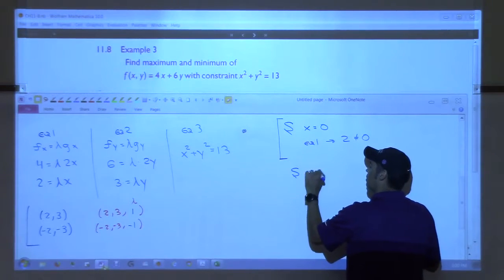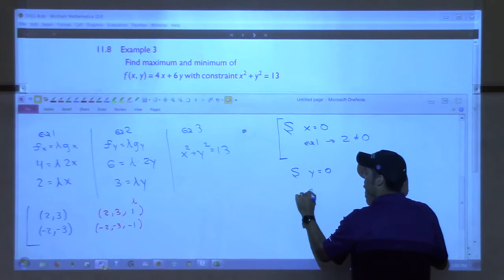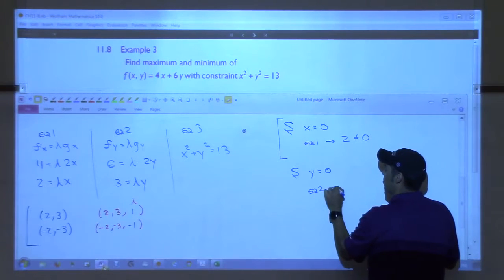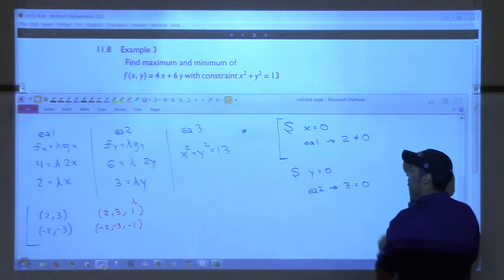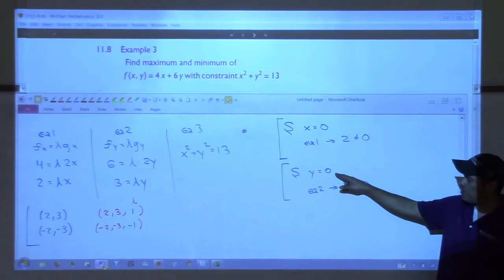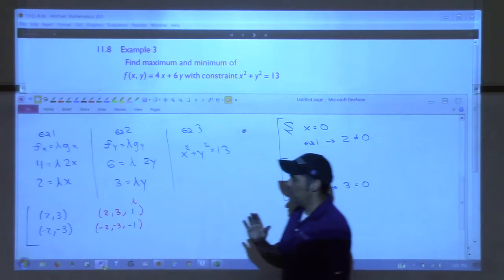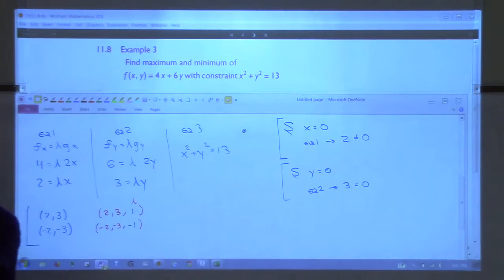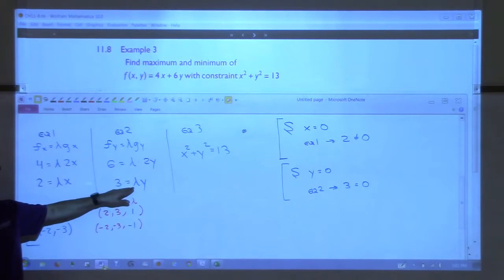Suppose y was 0. Then equation 2 would mean that 3 equals 0. The reason I'm looking at y equals 0 also is because in the beginning I said to use equation 1 to solve for lambda, but you could very well have used equation 2 and solved for lambda by dividing both sides by y.